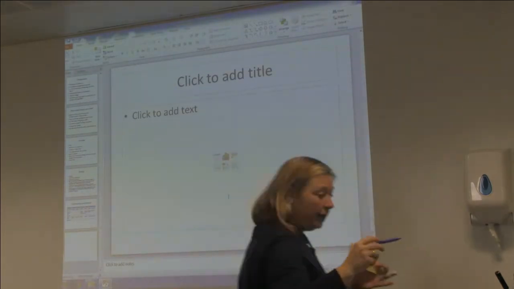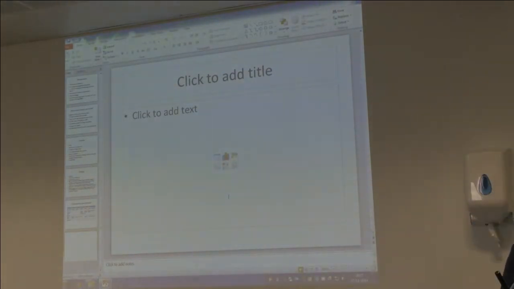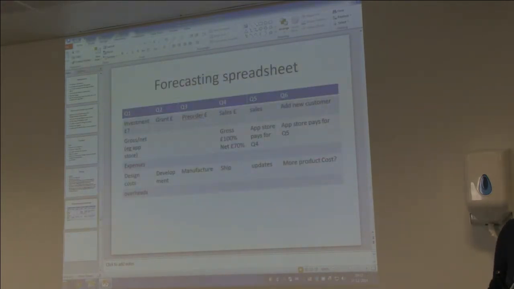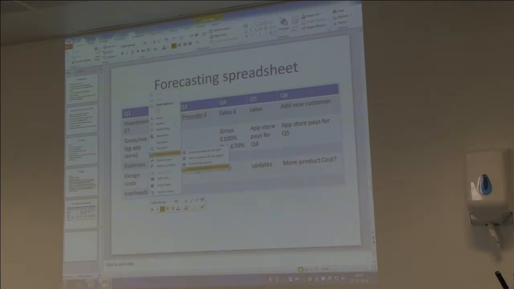So if we go back to the forecasting spreadsheet we've been looking at, you can see how you'll have a total amount at the bottom. I guess I should insert rows below. So this is going to be your profit and loss. And because you've got the investment, if this is going to be a negative number, obviously you don't have enough money. You need to get more money in, or you need to cut costs.